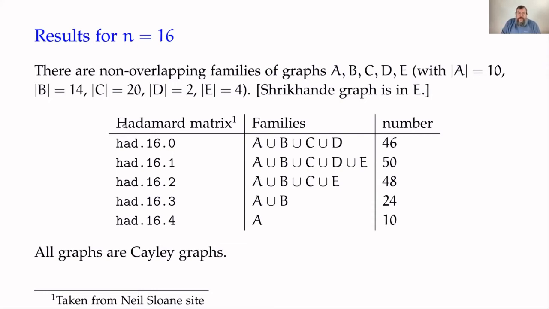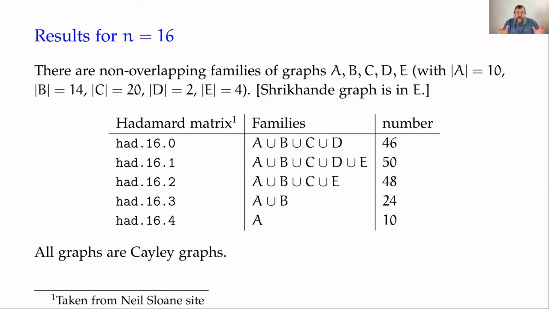And so the had.16.0, that's the Sylvester construction. That's the one that gave us 46. So we know what those 46 are. And it turned out that all 5 of these different Hadamard matrices had a different set of Hadamard diagonalizable graphs that were associated with them.